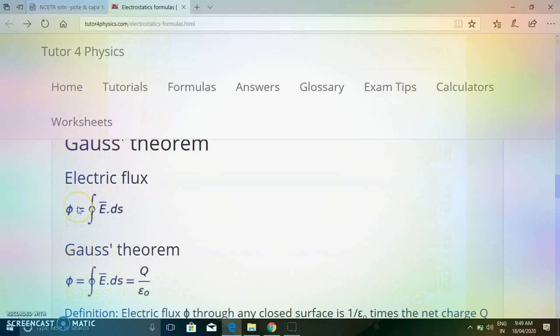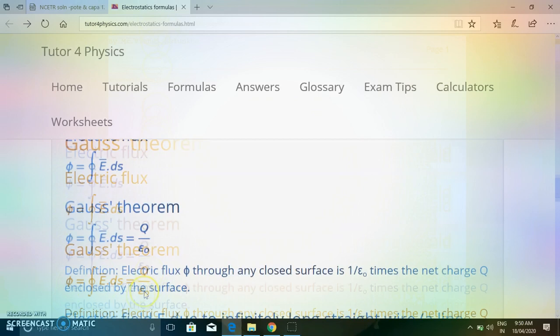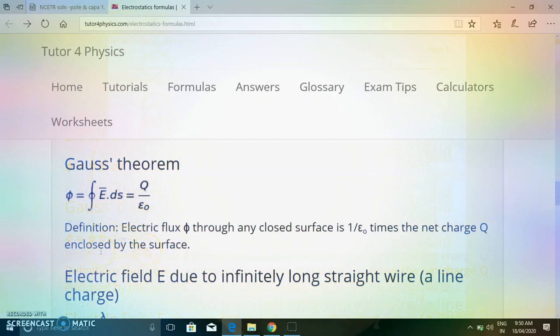Then we have seen the Gauss theorem or Gauss law. According to Gauss theorem, the total electric flux passing through any closed surface is equal to 1 upon epsilon naught, that is 1 upon the permittivity of free space, times the total charge in the closed surface. This is the formula for electric flux. Here Q is the total charge in the surface. So phi is equal to the integral over a closed surface of E ds, where E is the electric field and ds is the surface area, is equal to charge upon permittivity of free space. Isn't it? Here it is already given.